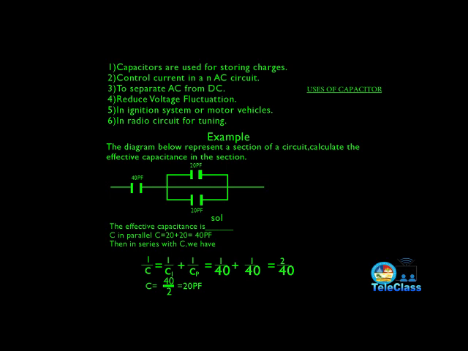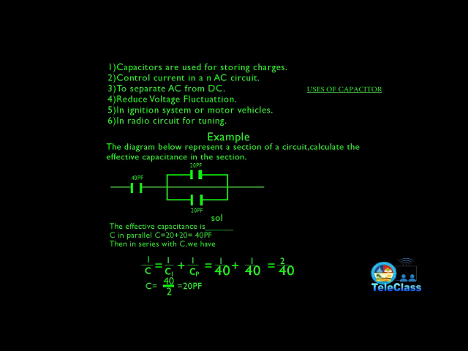Now the question is, calculate the effective capacitance in this section. So the effective capacitance, like we said, is 1 over C equal to 1 over C1 plus 1 over C2. I'm ending at C2 here because the capacitors in series now are just two. So C1 is 40, C2 is also 40. So 1 over 40 plus 1 over 40. You look for the LCM of both of them. The LCM is 40, and when you resolve, you have 2 over 40. That's 1 over C is equal to 2 over 40. Remember, we're looking for C and not 1 over C. So when you make C subject of the formula, you now have 40 all over 2, which gives us 20 microfarad.